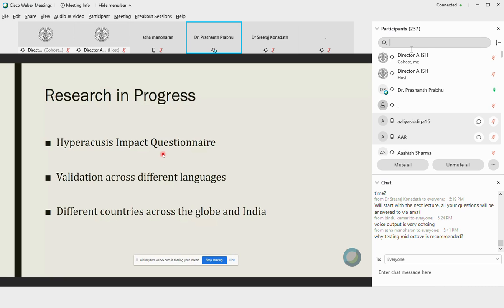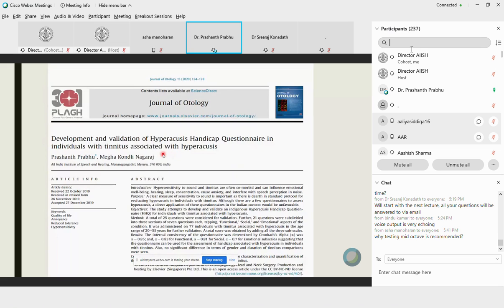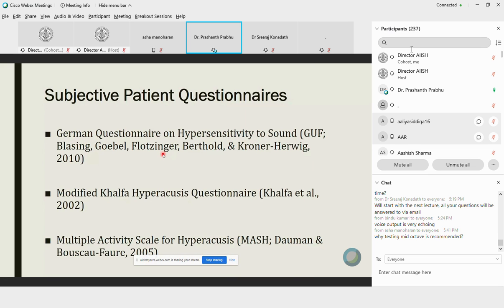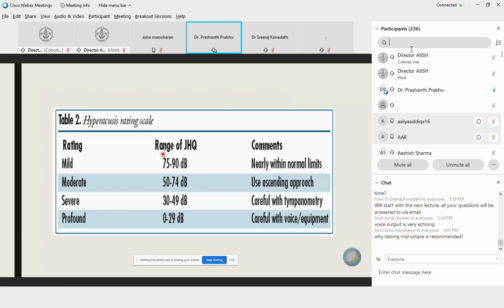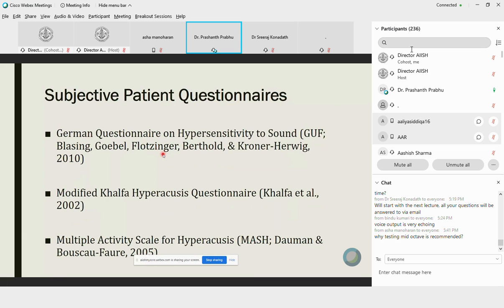Hopefully next year we should be coming up with a validated questionnaire that can be used for assessment of a patient with hyperacusis. So again, why is this important? These questionnaires are important for knowing the baseline, and to know the improvement with progress. A questionnaire is very much important. So a client comes to me with hyperacusis, I should take a detailed case history, do the audiological test, administer some rating scale to know the degree, and also administer a patient questionnaire to know how much it is affecting the person's daily life.